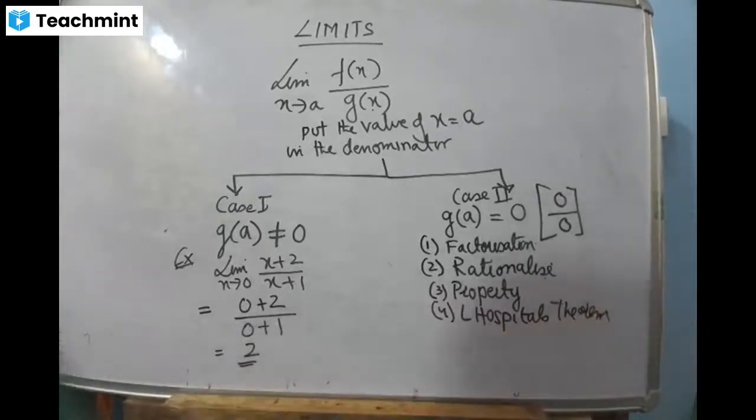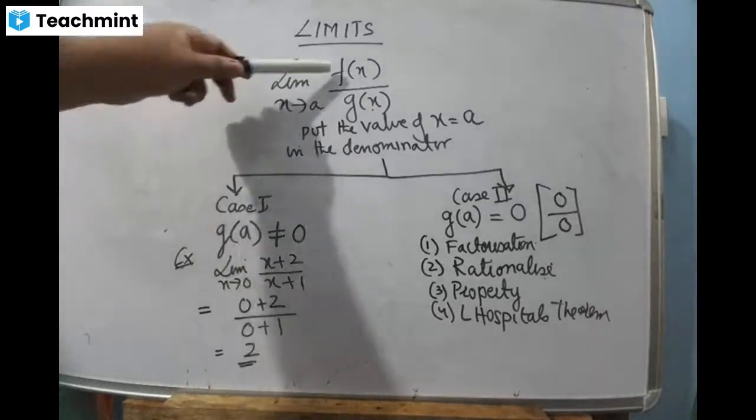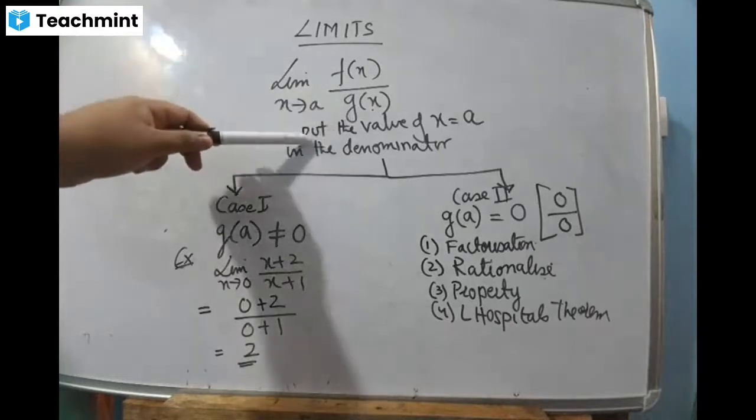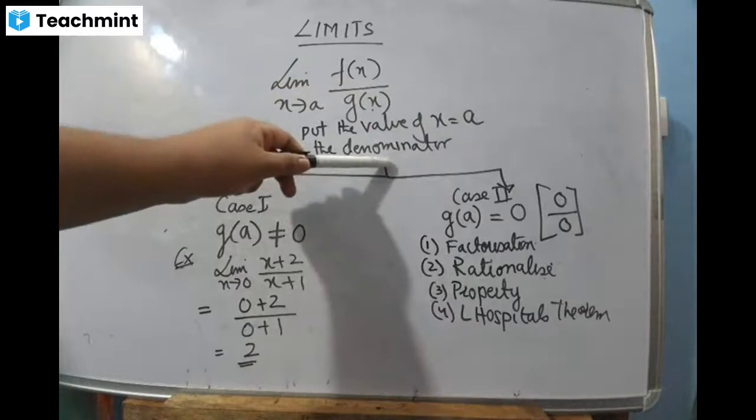L'Hospital's theorem. So these are the 4 methods. Now basically what I want you all to understand is the concept. Understand the concept properly, everyone. So once again, the question will be of the form limit x tends to a, f(x) divided by g(x). The first thing you are going to do is put the value of x equal to a in the denominator. So you'll have two cases.